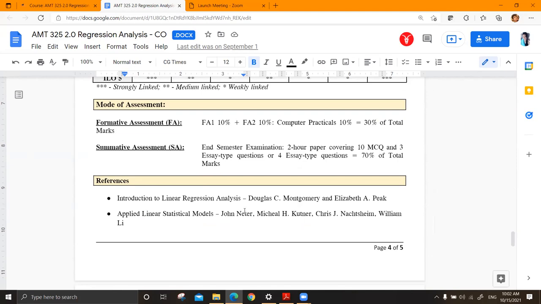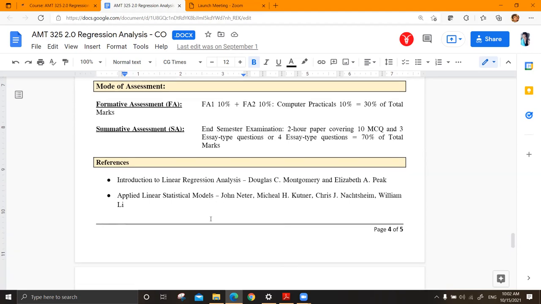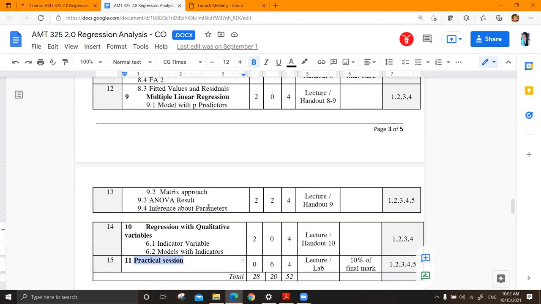There are some university lecturers who put up YouTube videos. So go with that. Find the best resources for you. You don't have to stick to these two books only. You can search and get any information that you really need to.